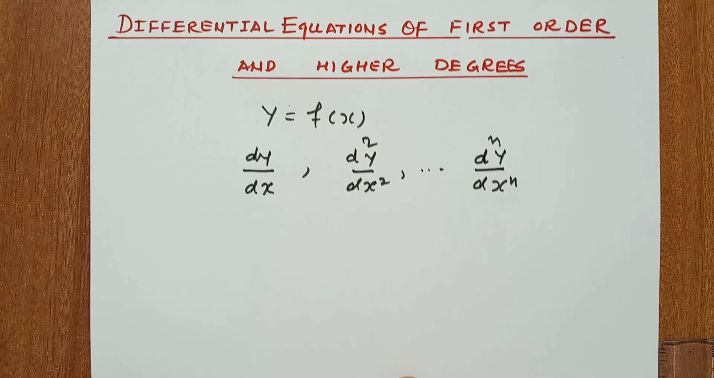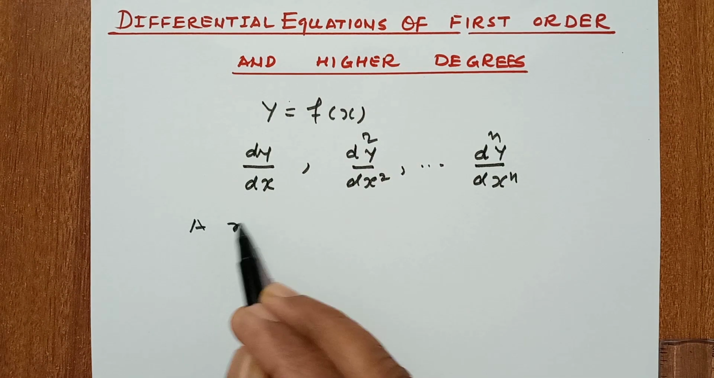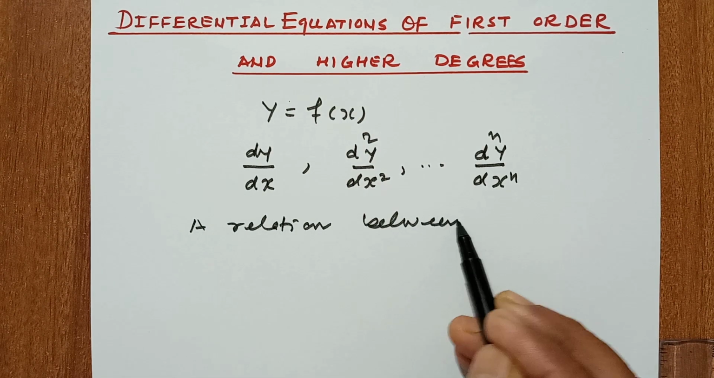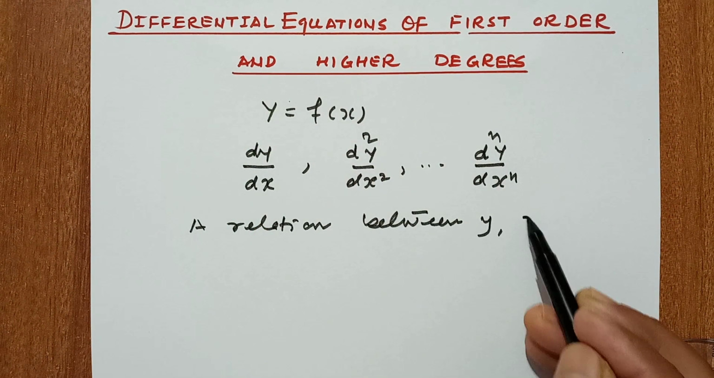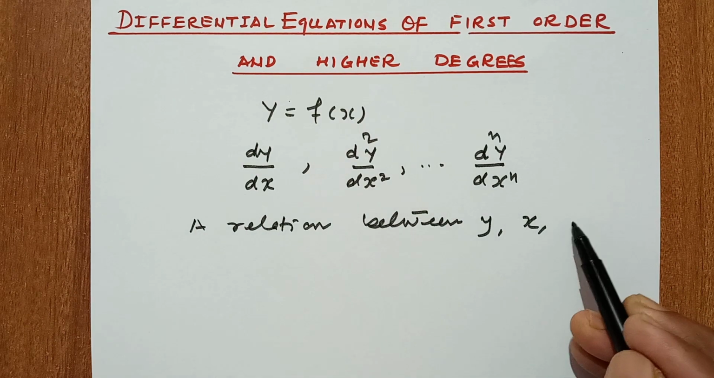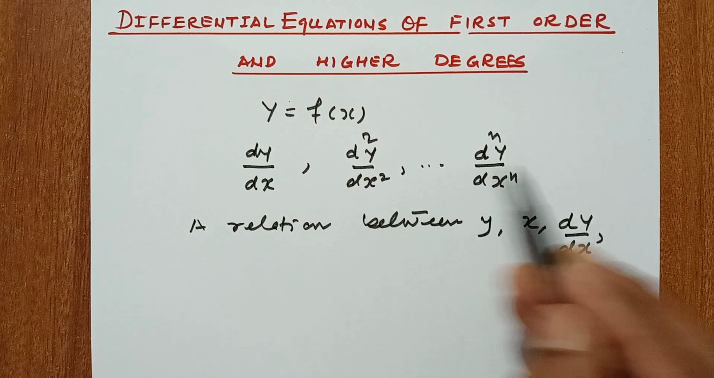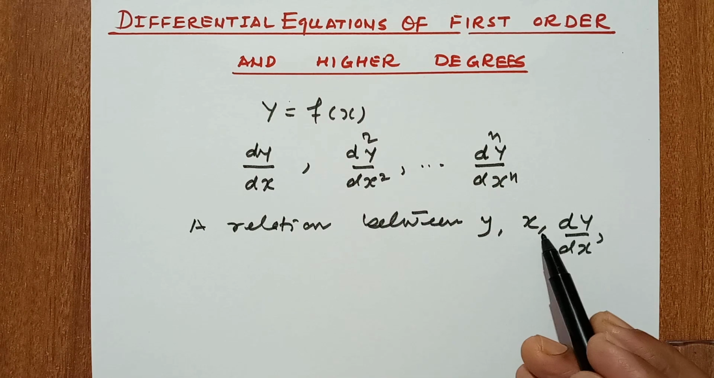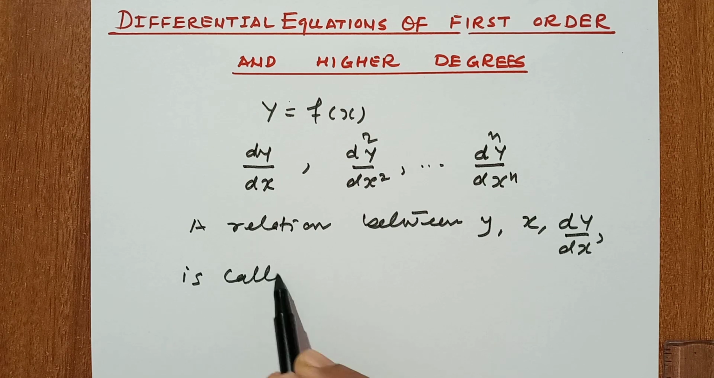So the definition of a differential equation is a relation between the dependent variable, the independent variable and its derivatives. Derivative means dy by dx or d2y upon dx2 or dny upon dxn. So a relation between y, x and its derivatives is called a differential equation.